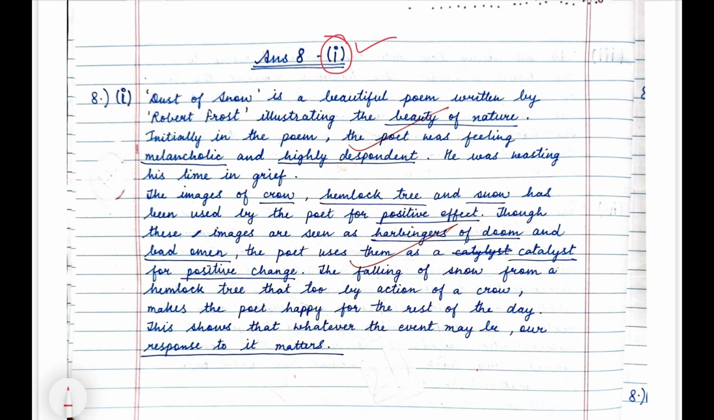These are the short answer type questions that will be of 3 marks each. You are to attempt any 4 questions for 3 marks, so 4 into 3, 12 marks. This question number 8 will be of 12 marks. So here you can see this is question number 8 part 1. How beautifully the general lines have been used in the answer. Read the answer carefully. In this way you are to write.